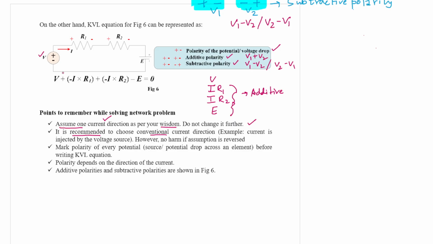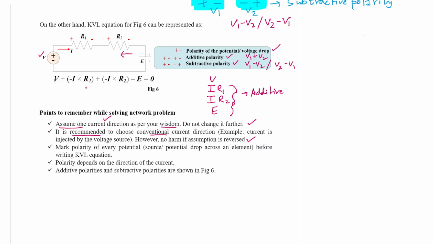However, if you still assume the reverse direction, it will cause no harm. So absolutely, it is your wish what direction you choose. Whether it is clockwise or anti-clockwise, no problem. But once you have chosen, do not change it further.